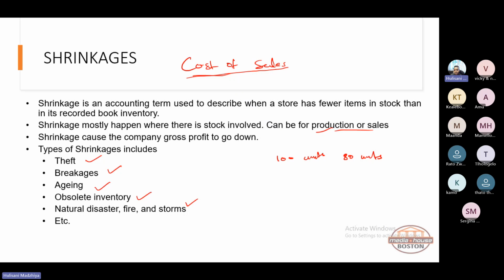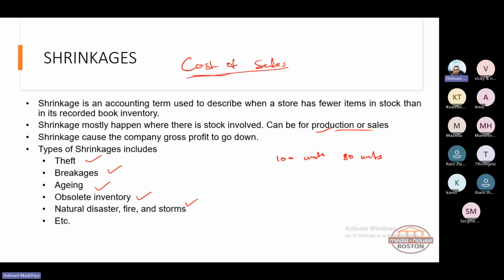Someone says lesson office, okay, it's deleted. So we're looking for ways in which we can reduce shrinkage in terms of theft, breakage, aging, obsolete inventory, and natural disaster.